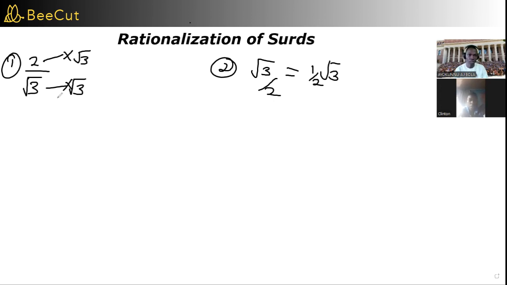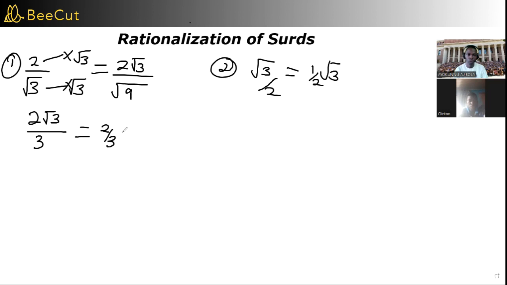So here, if I rationalize, what am I going to get? I'm going to get 2 root 3 at the top, all over root of 9 at the bottom. And your root of 9 is eventually 3. Square root of 9 is 3. So you're going to have 2 root 3 over 3. And this is finally a third of root 3. Please take notes of that.